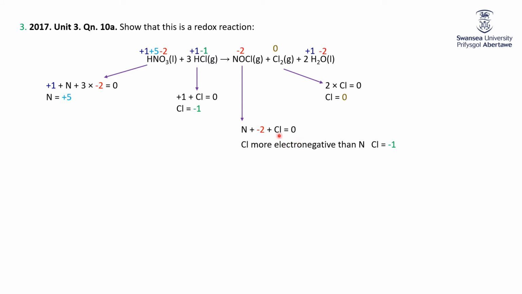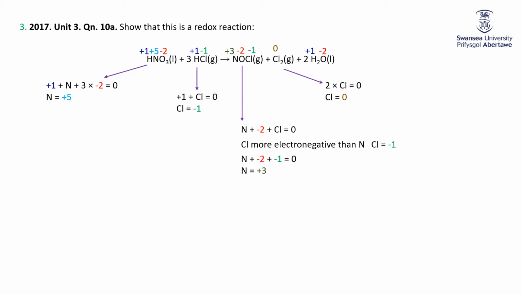Now, what does chlorine want to be? Well, of course, it wants to be -1. We've known that ever since, whenever. No reason why the chlorine can't be -1, so that means that the nitrogen, -2 minus 1 is 0. The nitrogen here has to be +3.